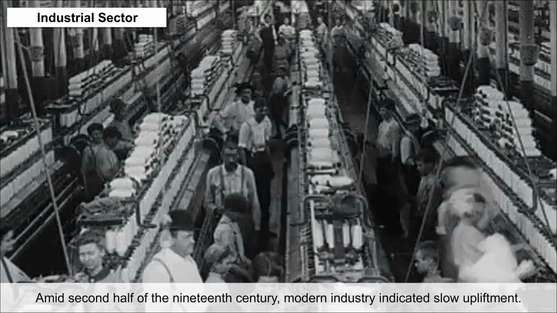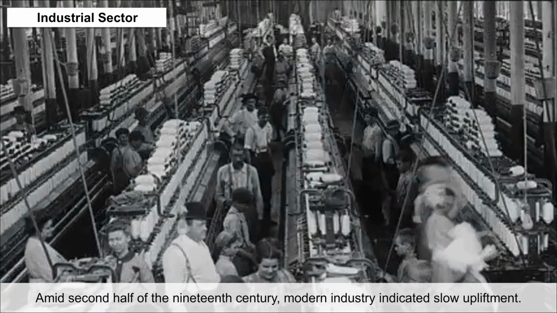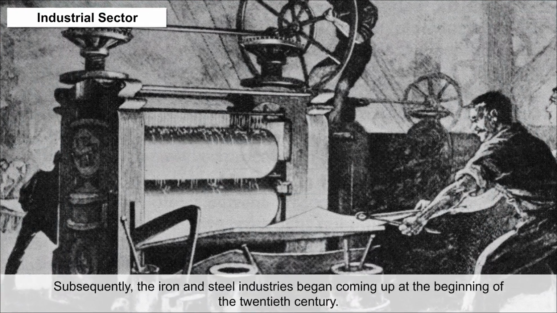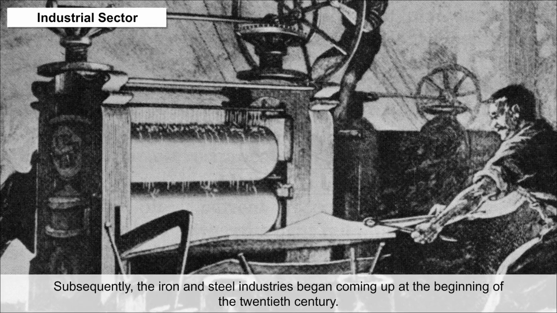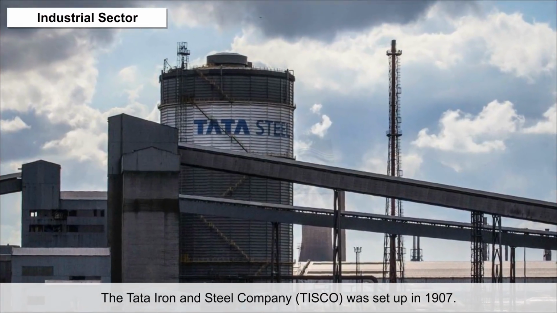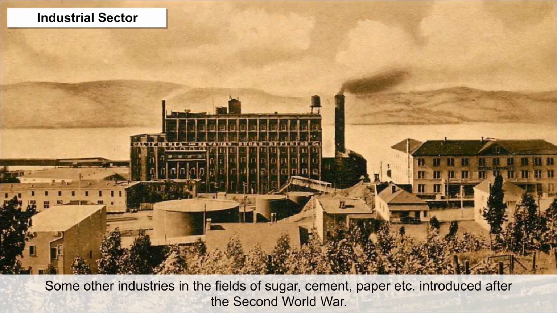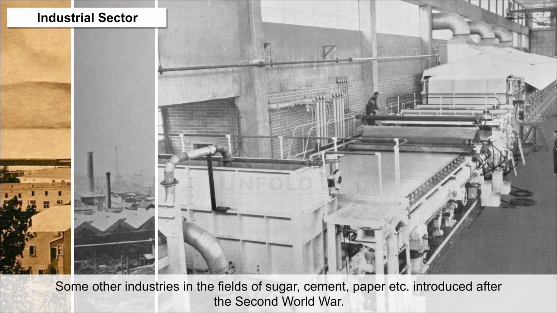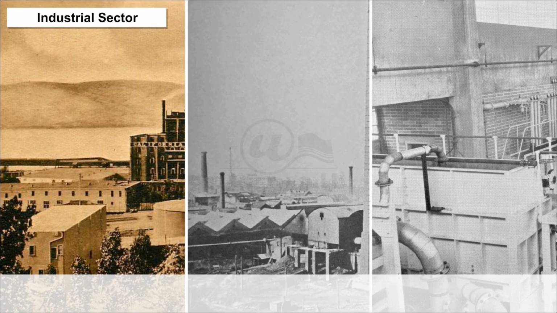In the second half of the 19th century, modern industry indicated slow upliftment. Subsequently, the iron and steel industries began coming up at the beginning of the 20th century. The Tata Iron and Steel Company, TISCO, was set up in 1907. Some other industries in the fields of sugar, cement, paper, etc. were introduced after the Second World War.